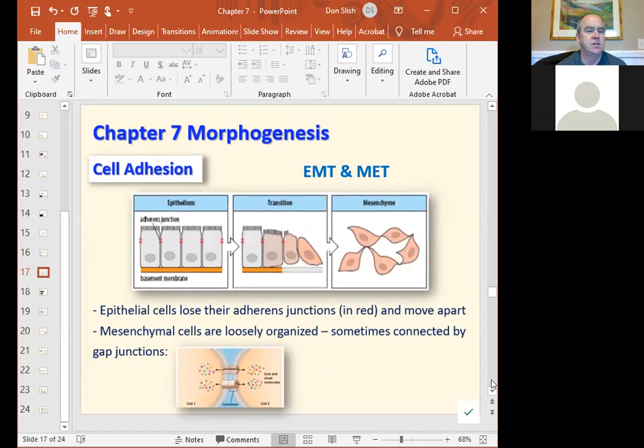Okay, slide 17. So we've talked a bit about these transitions from epithelial to mesenchymal cells, and from mesenchymal cells to epithelial cells. We've talked about this before a number of times. Hang on, I'm just trying to pull my notes up here so I can remember where we were.